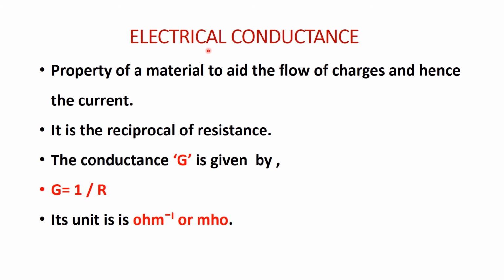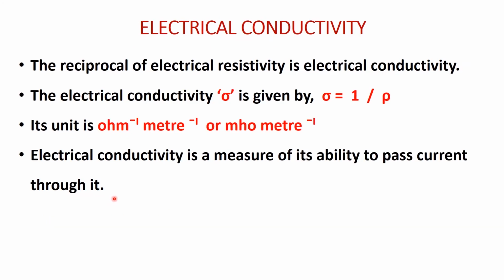So next we shall see what is electrical conductance. Electrical resistance is a property to oppose the flow of charges. Conductance is the reciprocal of resistance. So it is a property to help the flow of charges, or we can say it is a property to aid the flow of charges and hence the current. The conductance is given by the symbol G, and the formula for it is G is equal to 1 by R, because conductance is a reciprocal of resistance. The unit of resistance is ohm, so the unit of conductance is ohm power minus 1 or mho, because it is a reciprocal of resistance.